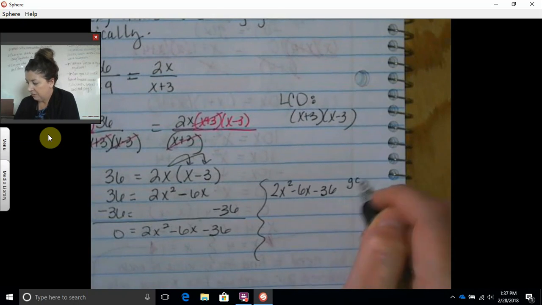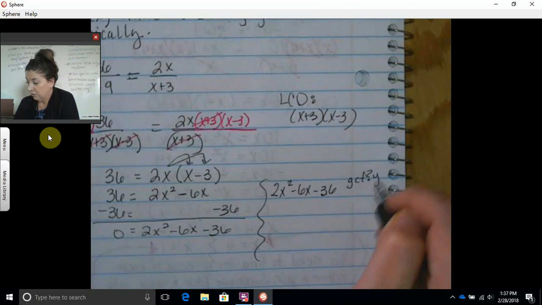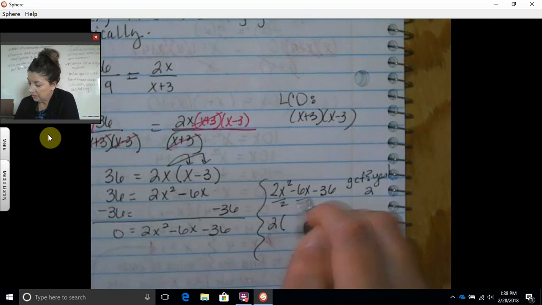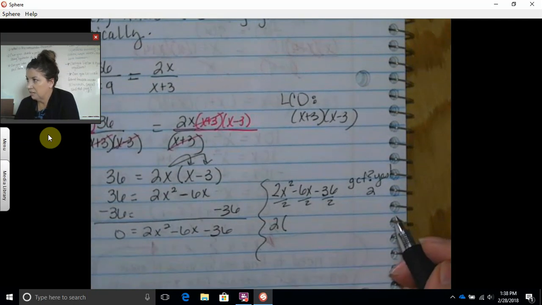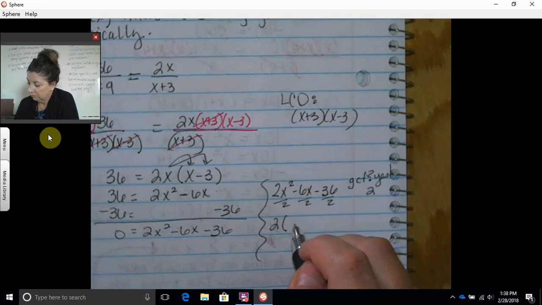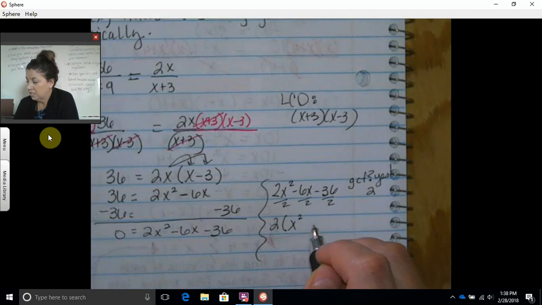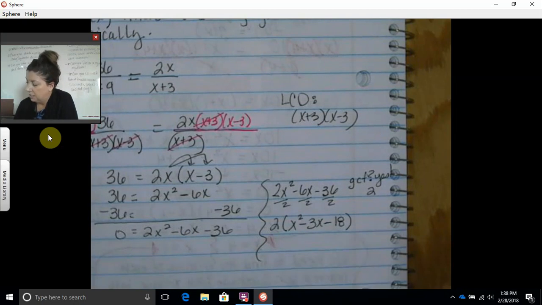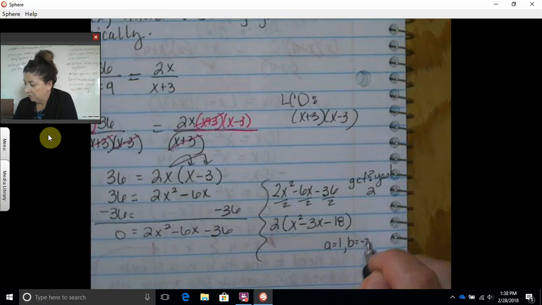Is there a GCF? It is 2. So we're going to factor it out. That means I have to divide every term by 2. And what's left when I factor it out? x squared plus 3x minus 12. Close. It's x squared minus 3x minus 18. Half of 36 is 18. So now we know A is 1, because I'm not factoring the original anymore. I'm factoring what's in parentheses. B is negative 3, and C is negative 18.